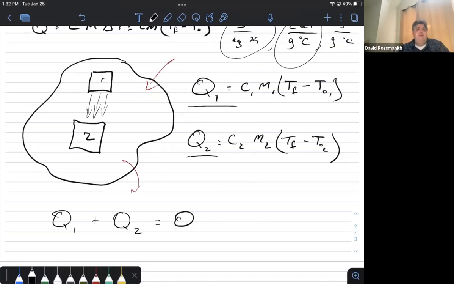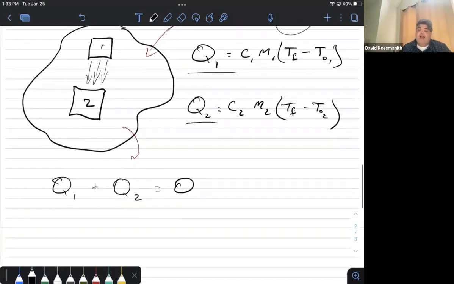Now, it seems weird. You say, wait a second. If I'm adding them, how do they add up to zero? They add to zero because one of these is negative. Q1, he's losing energy. So the energy he gains is lost, actually. So he's a negative energy. So Q1 is going to be a negative number. Q2 is a positive number. When I add them together, because they better be the same thing, whatever one lost, two had to get, if you add them together, you get zero.